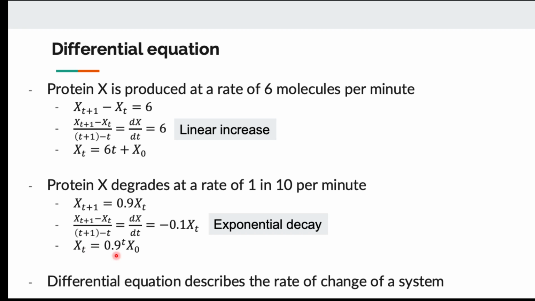So the solution for this equation would no longer be linear. It will be now exponential. So we have 0.9 to the power of time. 1 minute you lose 10%. 2 minutes you lose even more, 10% of the rest. And the third minute you lose 10% of the rest again. So the solution becomes exponential.